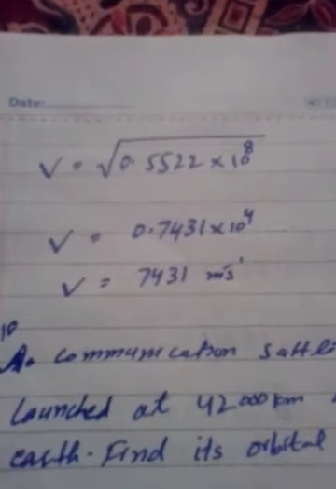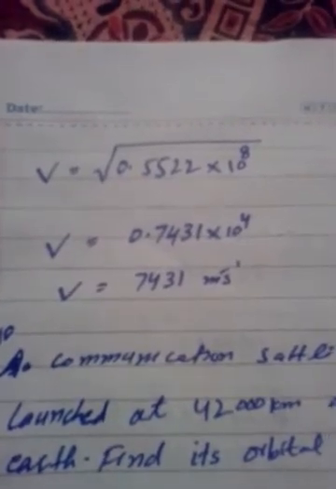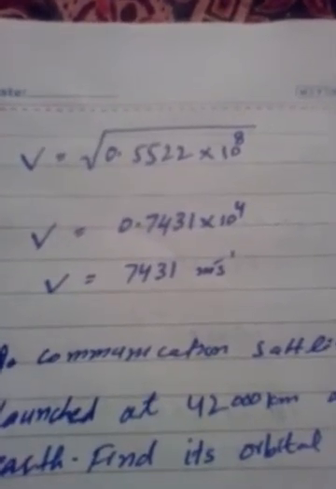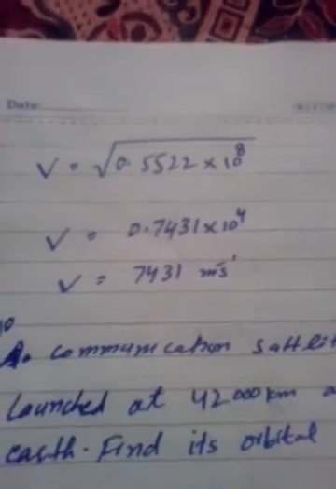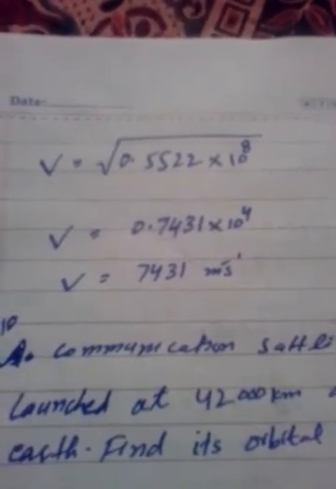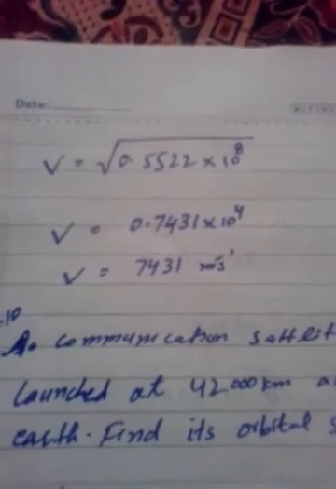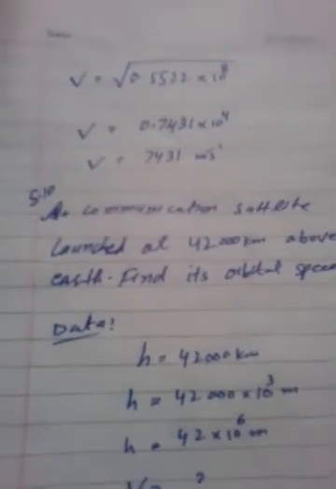as shown in the figure. As shown in it, 0.5522 multiplied by 10 raised to power 8. After taking the root, the value will be 7431 meter second inverse. Next numerical problem is 5.10.